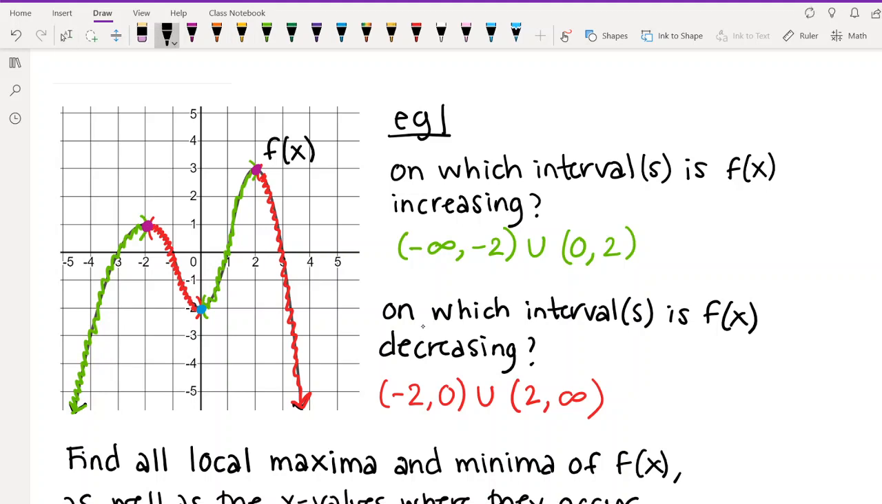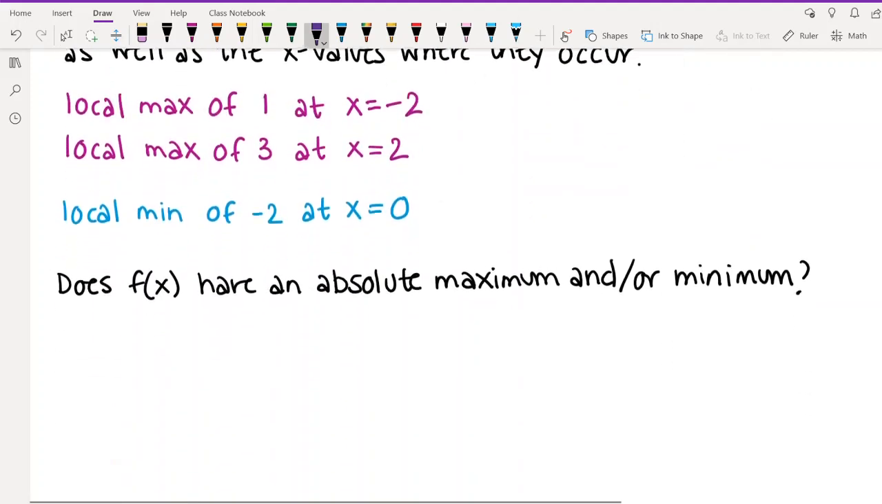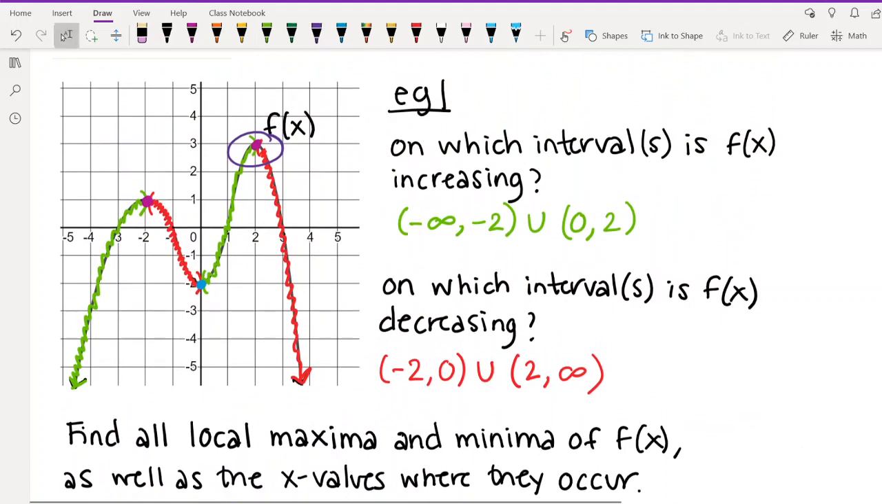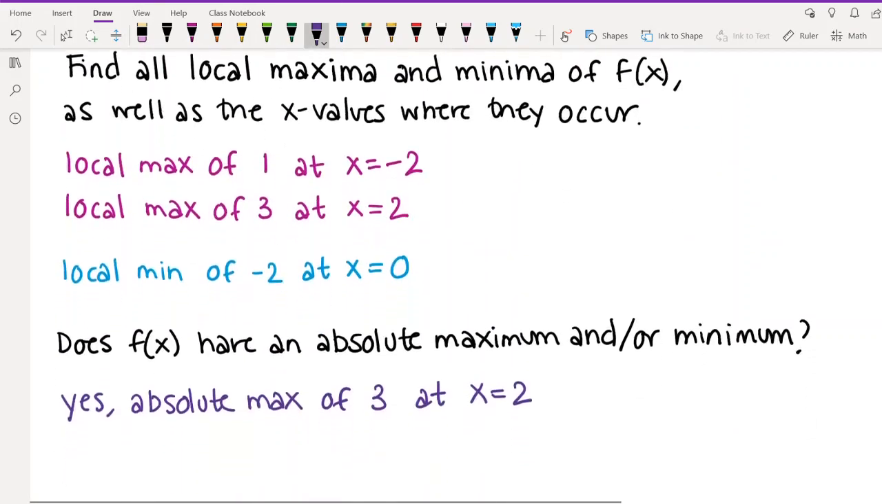So we already decided, yeah, it does, right? It has an absolute maximum of 3, right? 3 is the very highest point that this graph ever touches. So it does have an absolute maximum of 3 at x is equal to 2. However, it does not have an absolute minimum, right? Because the graph keeps going down and down and down. There is no lowest value. So we would say that there is no absolute min.